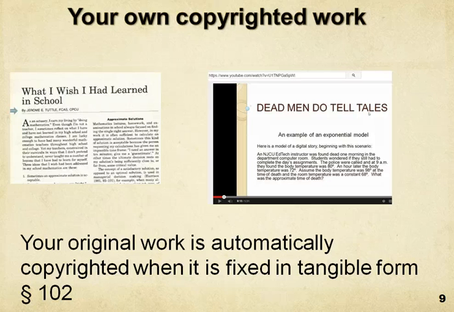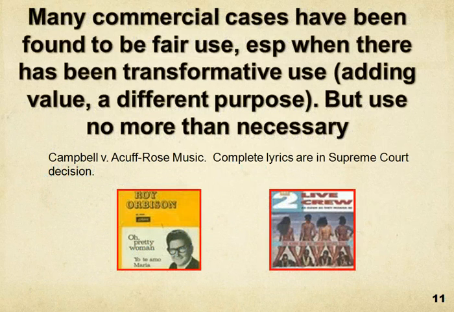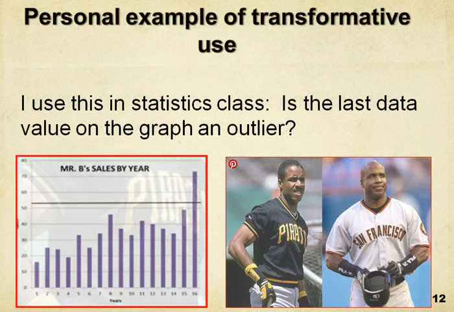did for another class. The second for-profit misconception is that for-profit teachers have no fair use. Fair use factor 1 is tilted away from for-profit, but fair use requires an individual assessment of all 4 factors. Courts have found fair use when the user has made transformative use for a different purpose, even in commercial cases. The classic court case involved rap group 2 Live Crew's parody of Roy Orbison's Oh Pretty Woman in an R-rated version.